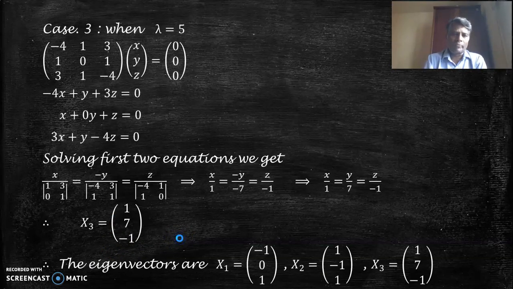Now we similarly find the eigenvector when lambda equals 5. Here also we find the eigenvector. So the set of eigenvectors for the given matrix is (minus 1, 0, 1) and the others. These are 3 column matrices, that is, vectors.